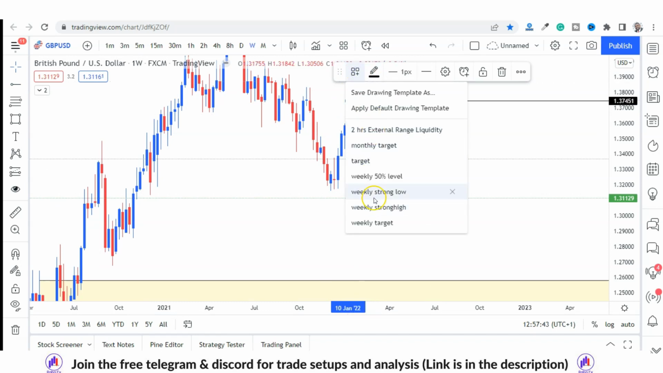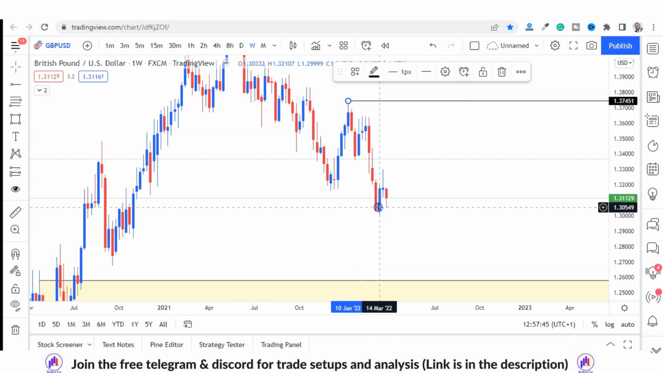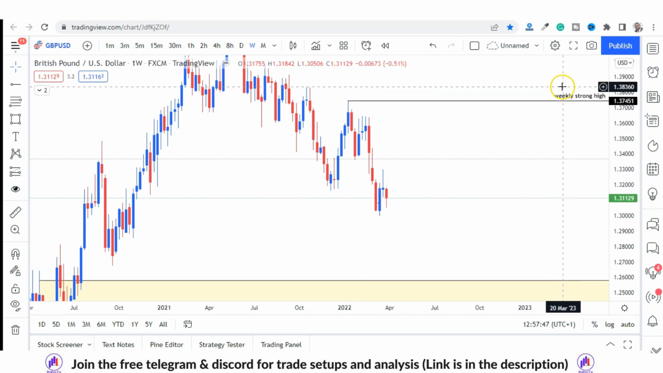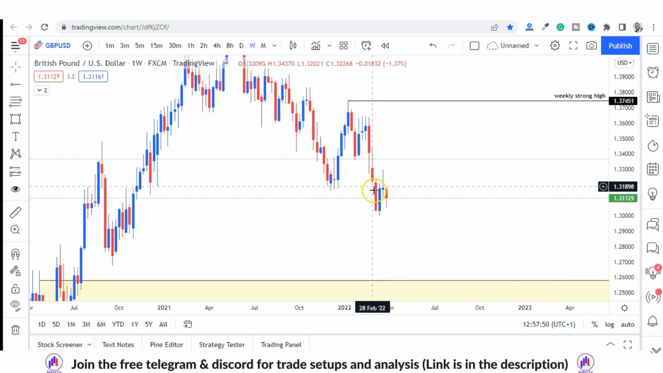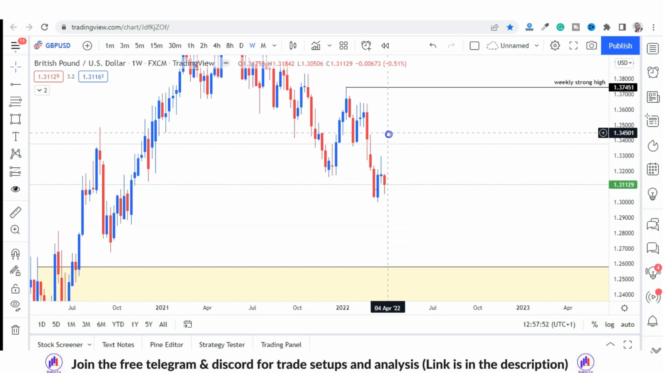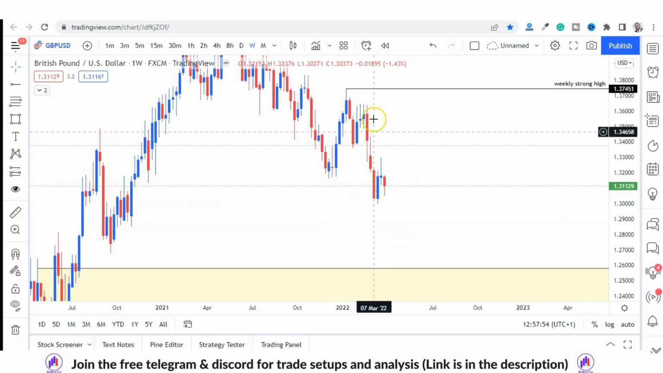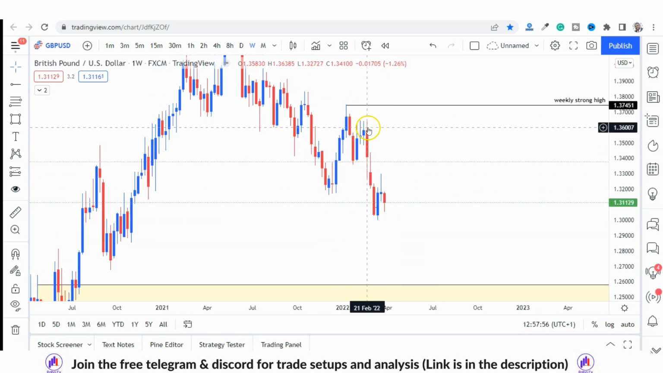That is weekly strong high. Good. This is weekly strong high. Okay, and you can see that when price traded below, it created some supply zones here. We have one supply zone here.